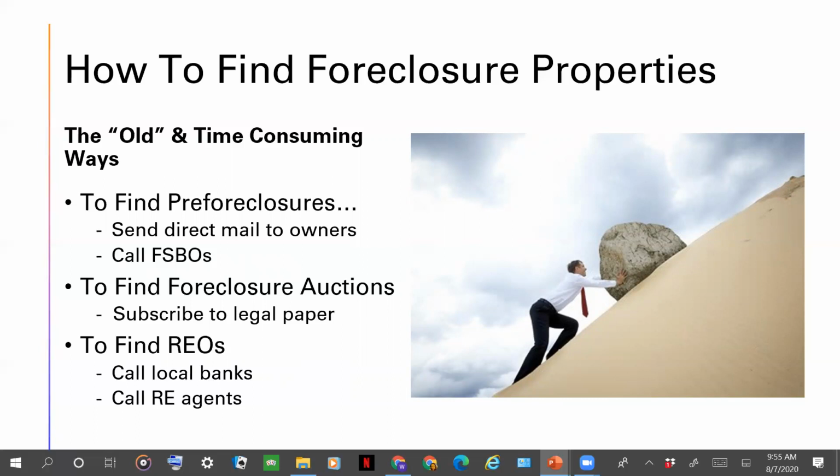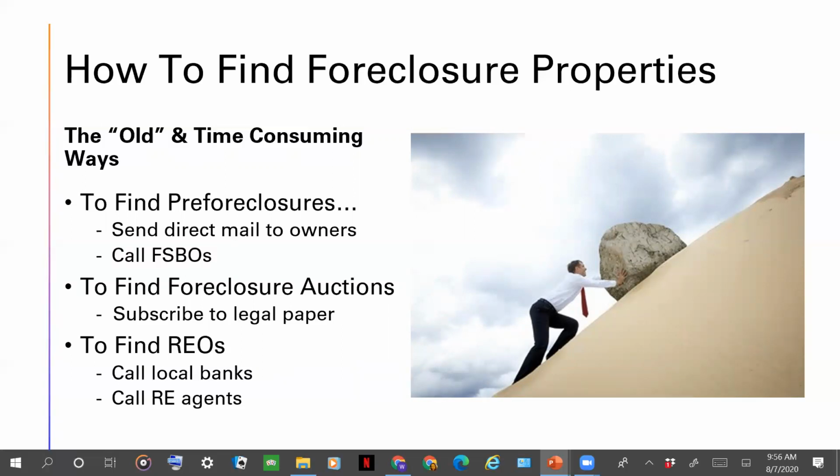And then to find REOs, you have to call the local bank selling them, right? Now, emphasis on the word local, because these national banks, as I said, have tens of thousands of foreclosures. They don't really listen to smaller individual investors. But with your local bank that maybe has like 9 or 10 REOs, they might listen to you. Okay, so you can do that so that you can buy the properties directly from the banks.